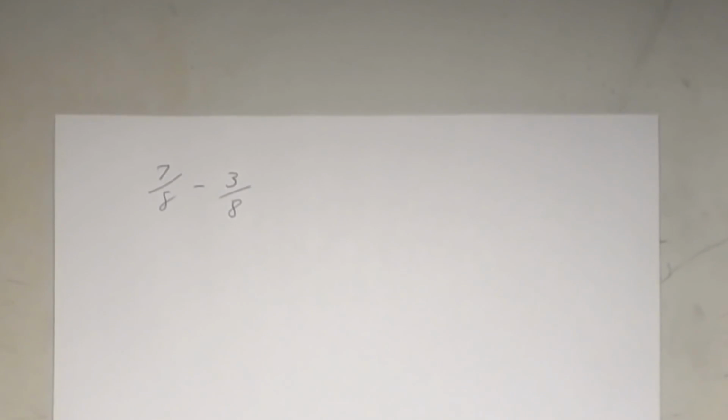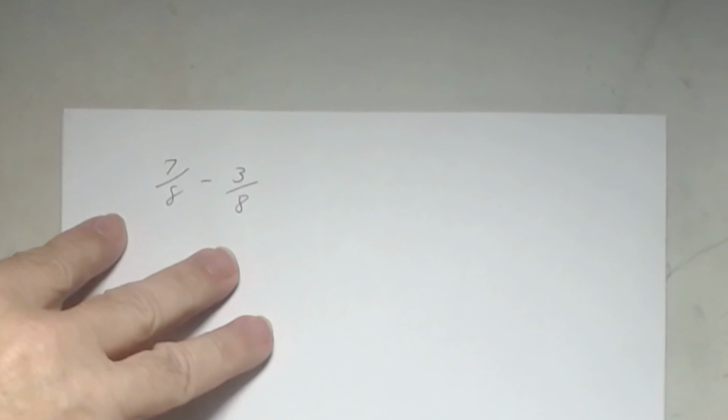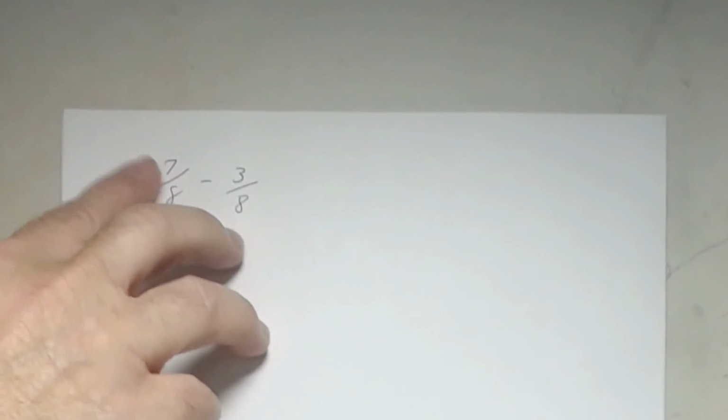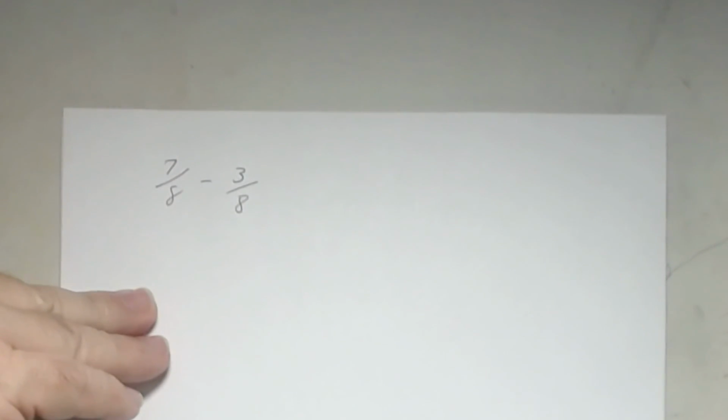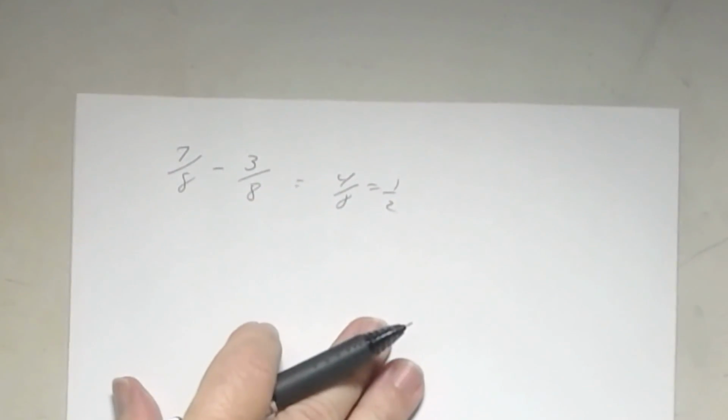So all you do to subtract or add fractions is make sure the denominators are the same. They have the same partitions, and just either add or subtract the numerators. So here I'm subtracting the numerators. So what's 7 eighths subtract 3 eighths? 4 eighths, which is 1/2. Okay? All right.